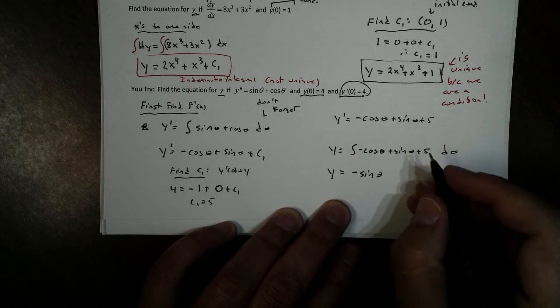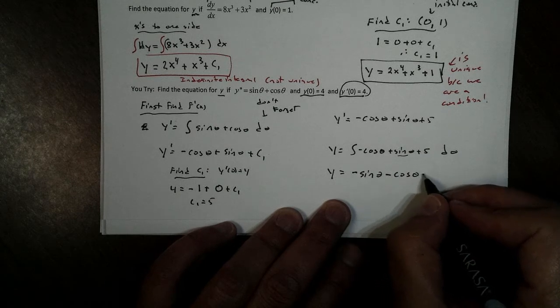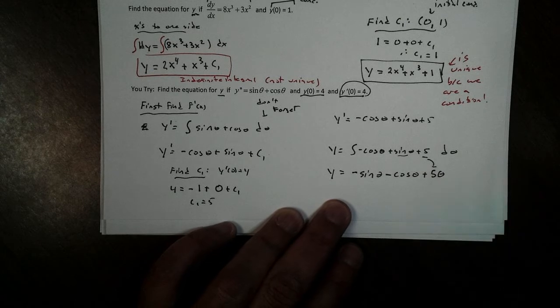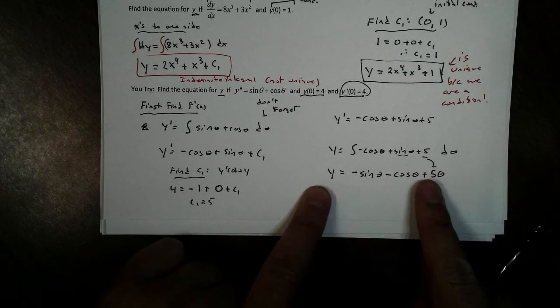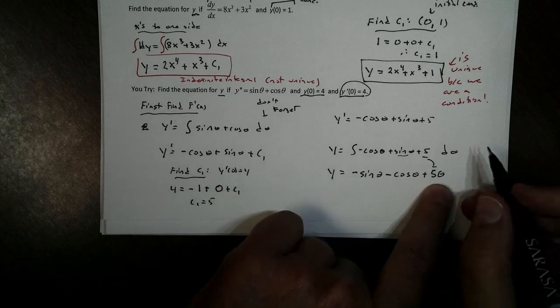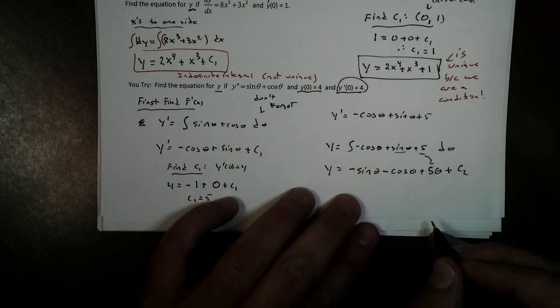The antiderivative of sine is negative cosine theta plus, now be careful with the 5, you need to put a variable there, plus 5 theta. Don't put an x, be very careful. If you want to use x, make everything an x. Don't also make theta theta x, it'll mess you up. Plus, now we've already used C1, so I'm going to use C2.